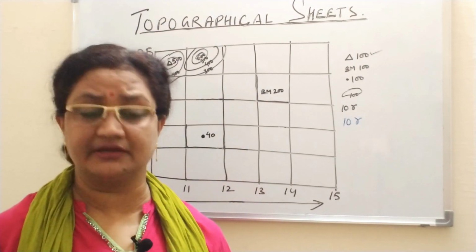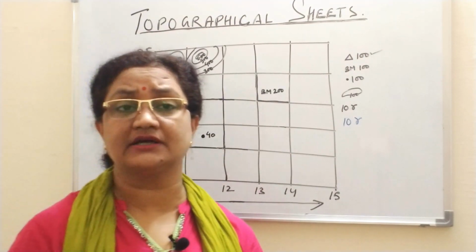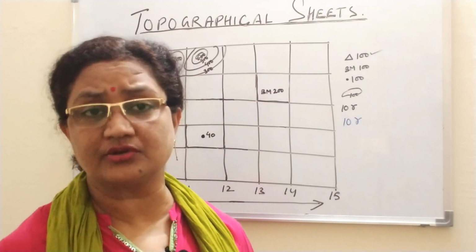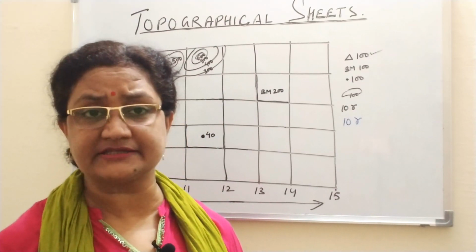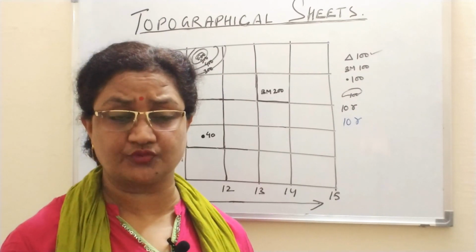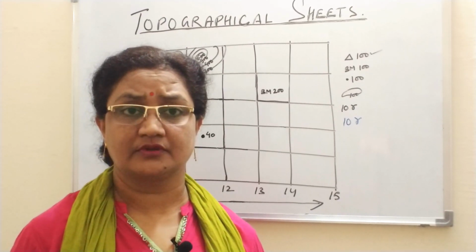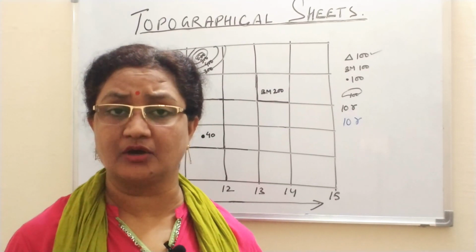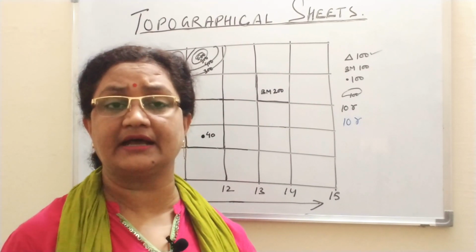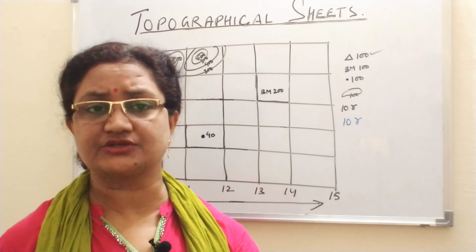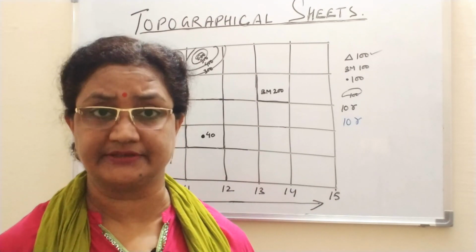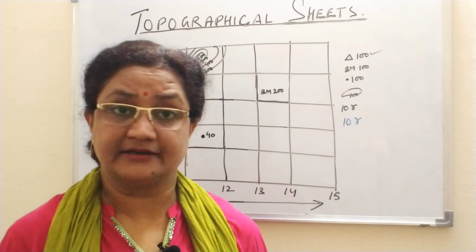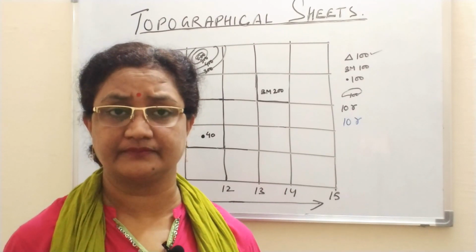Now what is a triangulated height? Actually it gives us a very accurate height of any particular place, and it is taken out with the help of trigonometry. With a proper survey it is taken out, so it is considered as one of the best methods to show the height, and it gives us very accurate height.